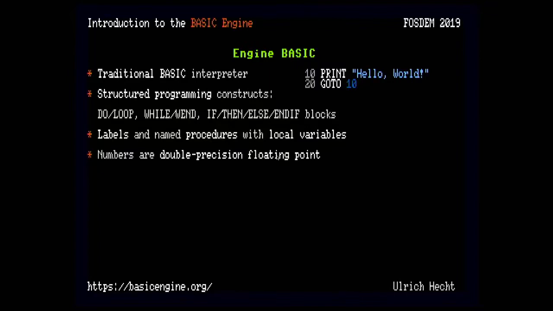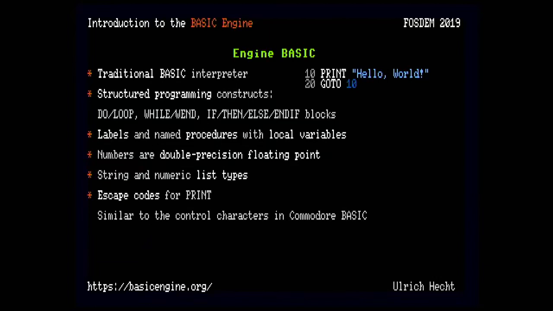Numbers are double precision floating point because benchmarks suggest that it doesn't make a difference really, and 32-bit floating point is super inaccurate, and only having integers is also not so great, so double. I've also added string and numeric list types because BASIC is traditionally bad at complex data structures, and at least that's a little useful. And there are escape codes for print. They are similar to the control characters in Commodore BASIC, or you can think of VT100 escape codes.